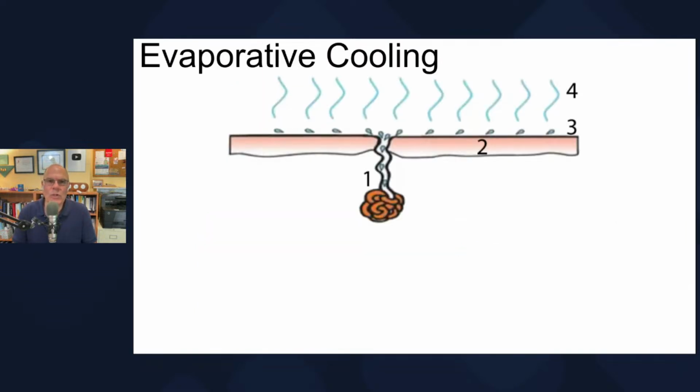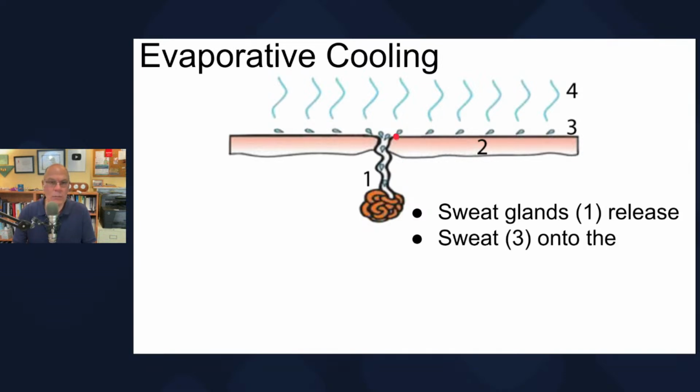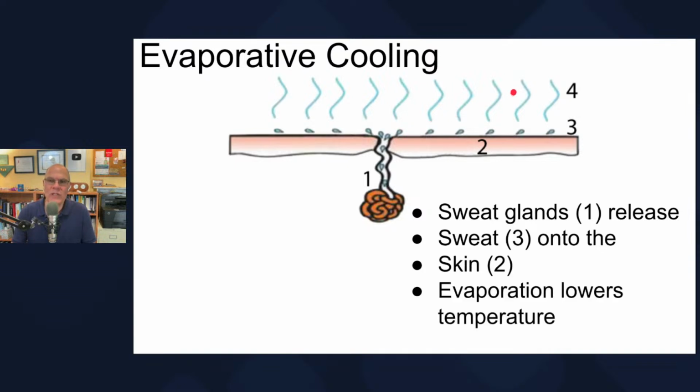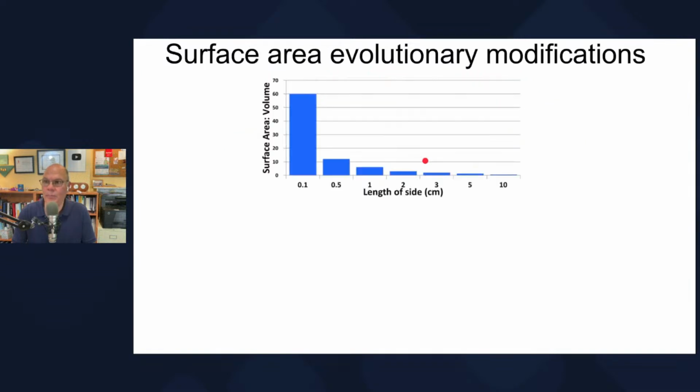Another mechanism used by endotherms, this one for cooling, is evaporative cooling. That involves sweat glands underneath the skin, and they release sweat, mostly water, onto the skin. As that water evaporates, each one of those molecules that jumps away is carrying away a significant amount of heat. And as that does, it lowers the overall temperature of the body. Temperature is average kinetic energy. So as these water molecules become gas and carry away their heat, they lower the overall temperature of the body.